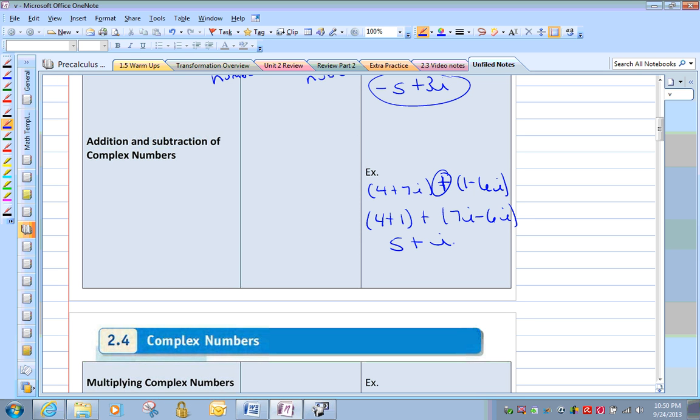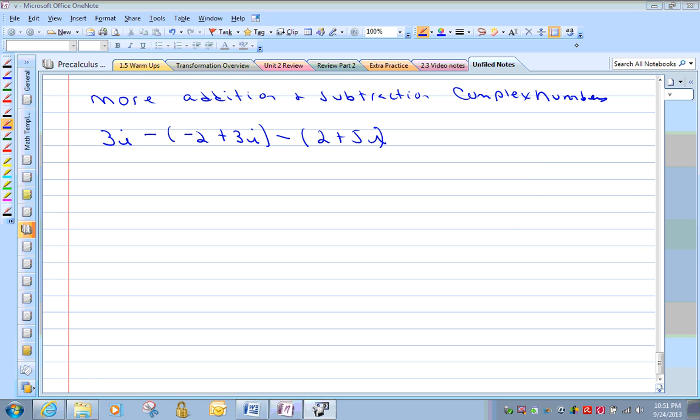Let's go ahead and do a couple more of these. All right, let's take a look here. We have 3i minus the complex number -2 plus 3i, minus another complex number, 2 plus 5i. We've got to be really careful about all the negative signs. If we distribute through this negative right here, then we would get 3i plus 2 minus 3i, and then distribute this negative, -2 minus 5i.